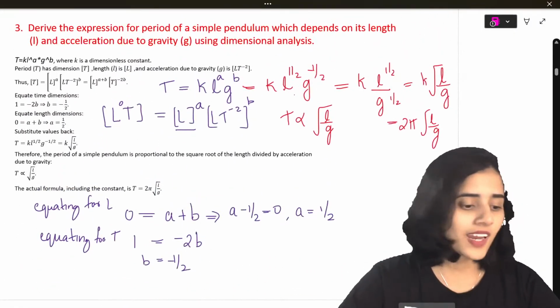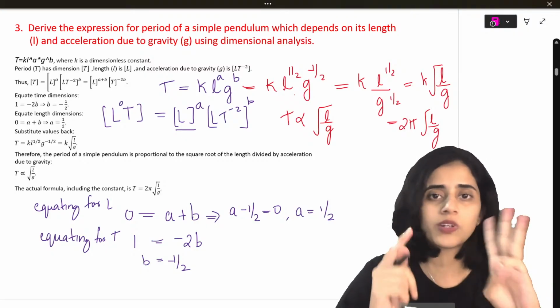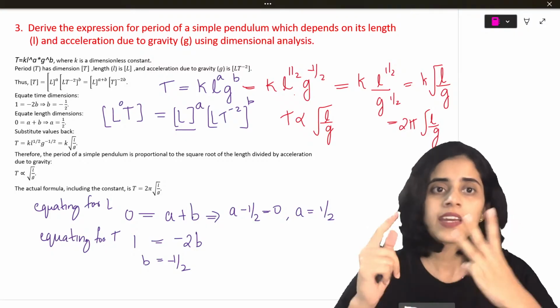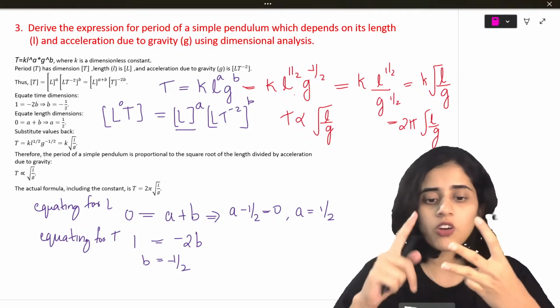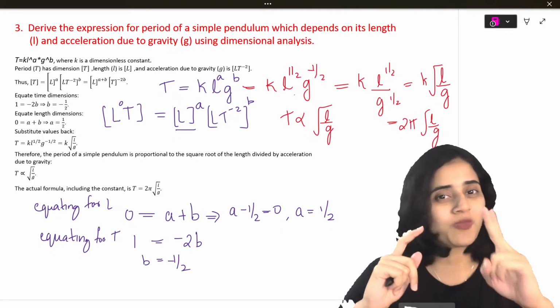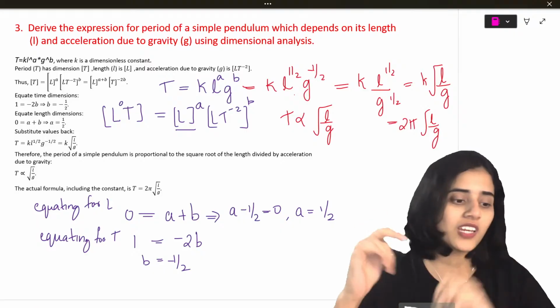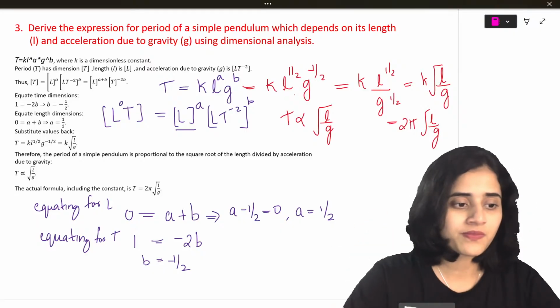One chapter is done. So for units and measurements, usually 3 markers only come from dimension. Either it will be to check the correctness or to derive a formula using dimension. Those are the only 3 markers that you usually get.